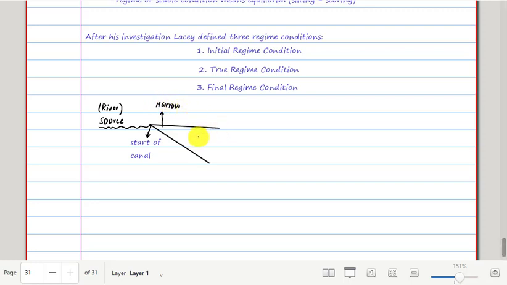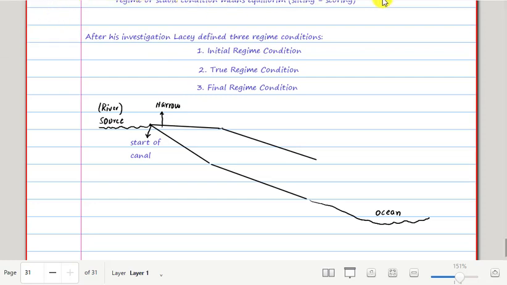With the passage of time, the dimensions or cross section of the canal will start increasing, and after that a time will come when the cross section will become constant, or dimensions will remain constant. And at the end, what is going to happen? At the end, this water will fall into, let's say, an ocean, right?